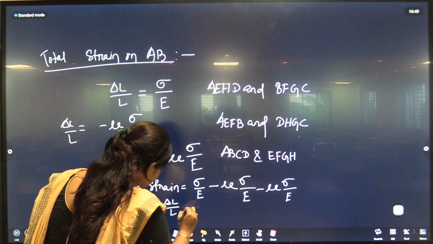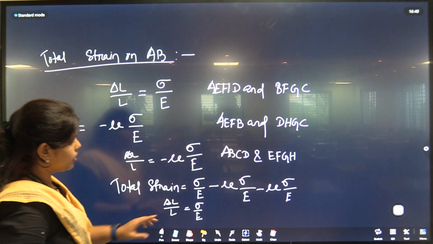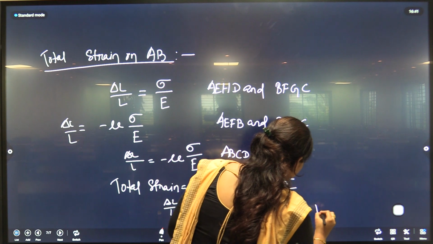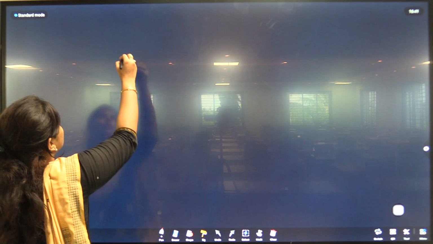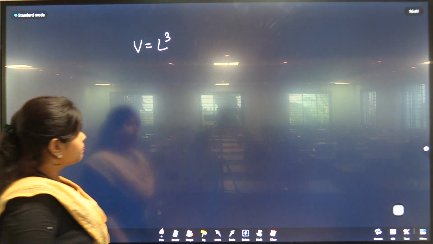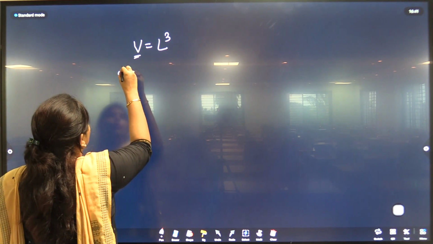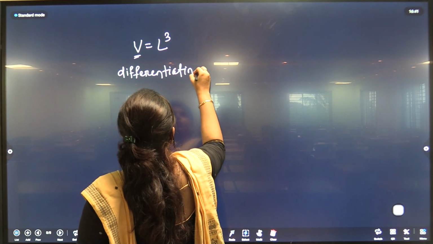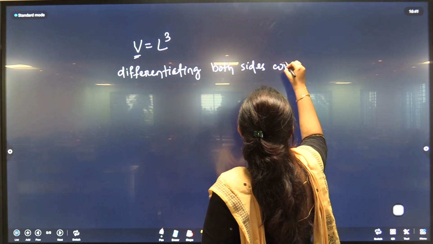So, del L by L equals sigma by E, if we take it common, into 1 minus 2 mu. This will be your equation 1. Next, we know that V equals L cubed. V is the volume of the structure. So, now differentiating both sides with respect to L.